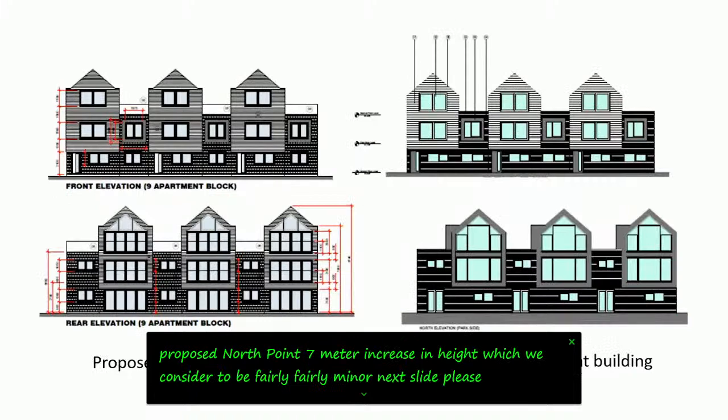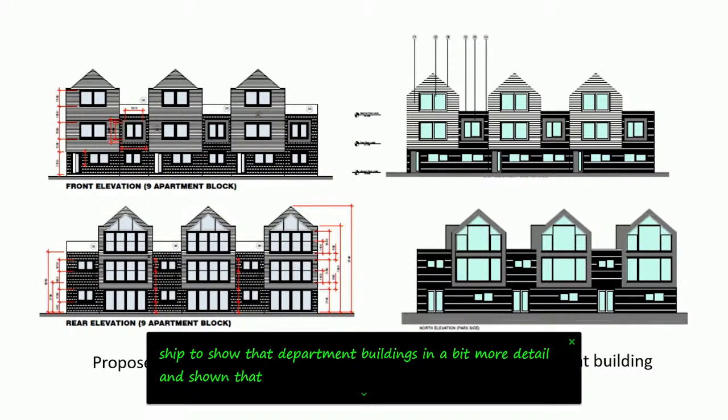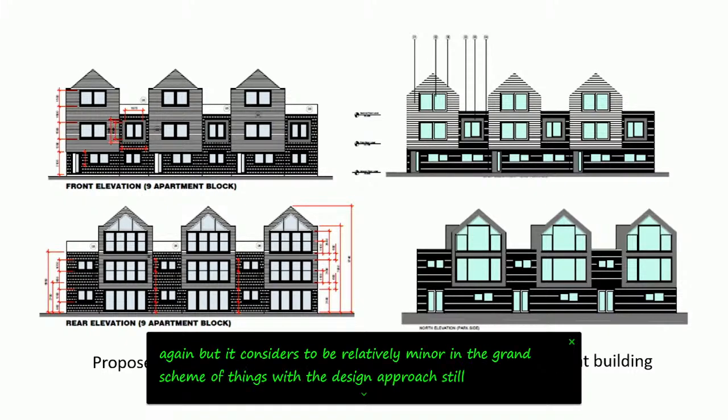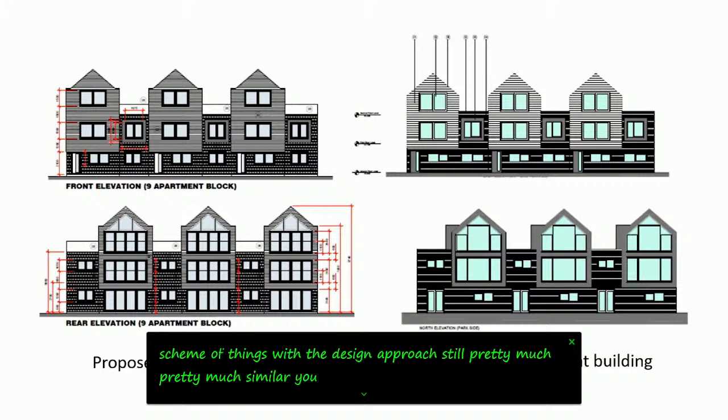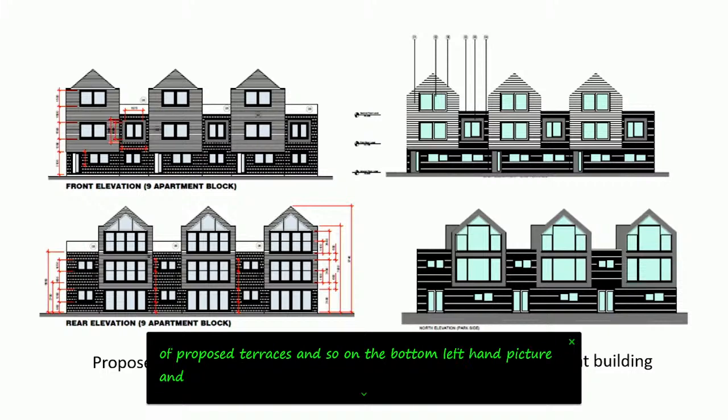Next slide, please. So this just shows the apartment buildings in a bit more detail, showing that there's some elevation and fenestration changes, but they're considered to be relatively minor in the grand scheme of things, with the design approach still pretty much similar. You'll also notice the location of proposed terraces. On the bottom left-hand picture, to the left of the gables, there are effectively glass balustrades.